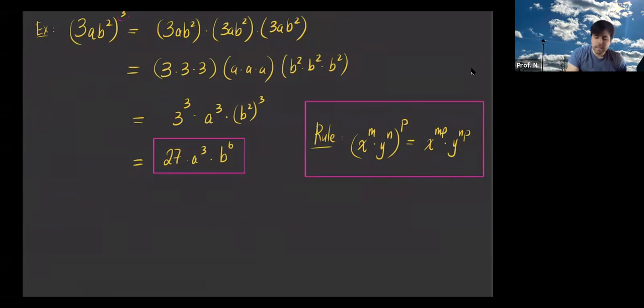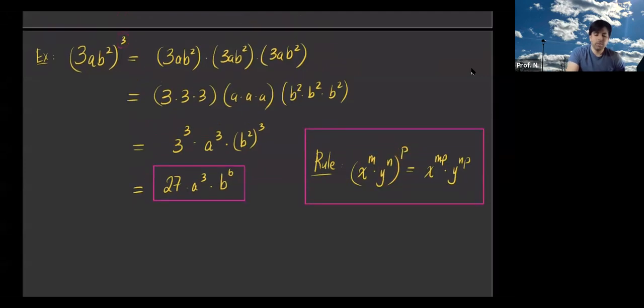Now, the only difference is that in the base, I have a product of two different variables being raised to the same power. If I do have that, then I can raise individually each of these to the same power p. And this is what happens here.